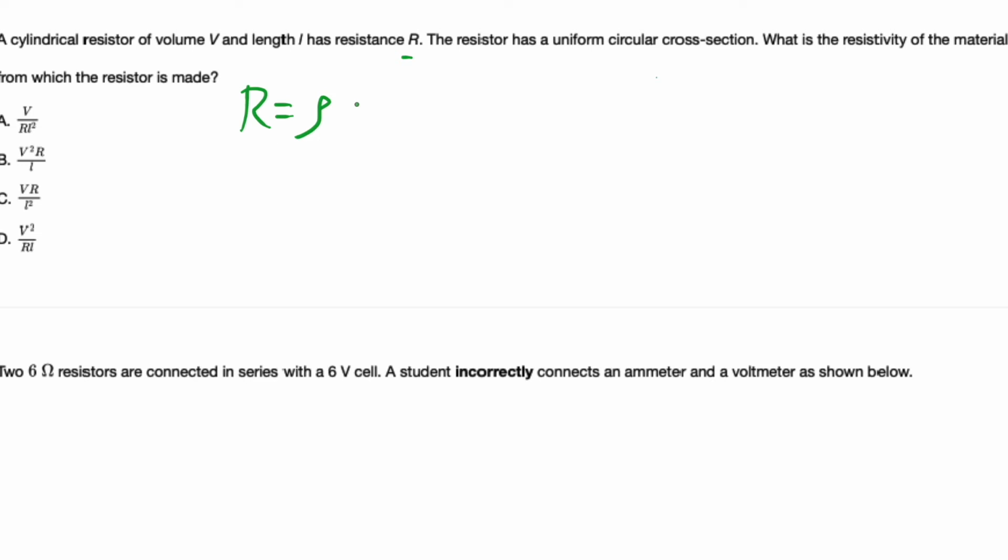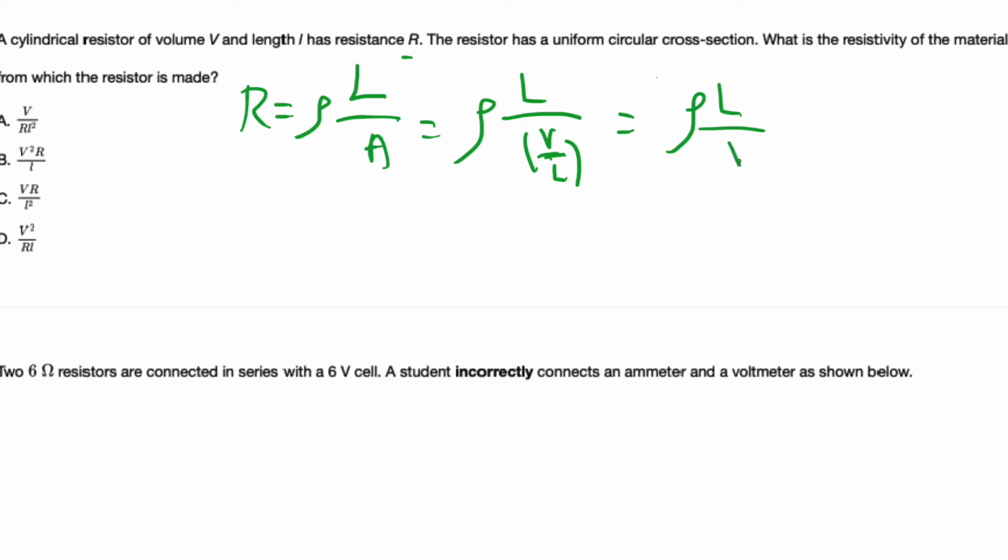So resistance is equal to resistivity times L over area, which is equal to rho times L over volume over length. So this is going to be equal to rho L squared over volume, and you're going to have L on the top.